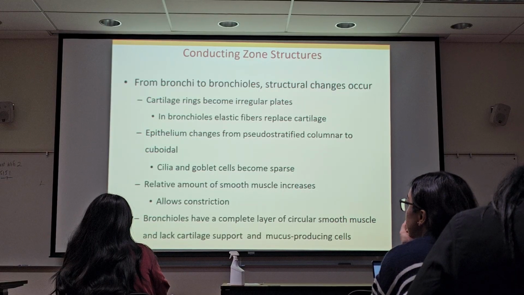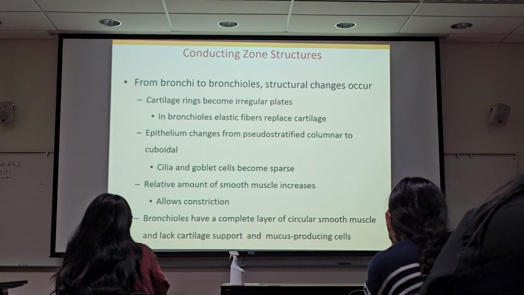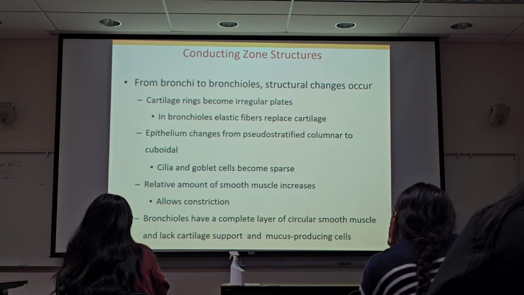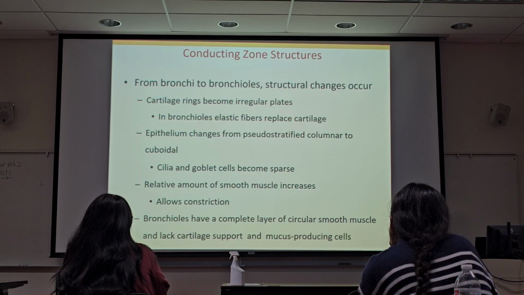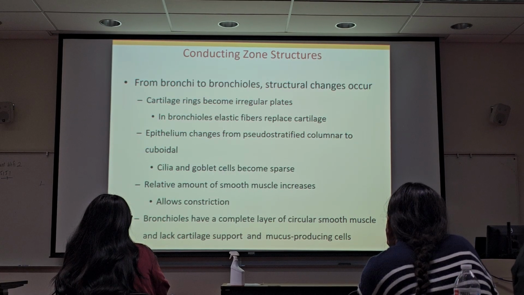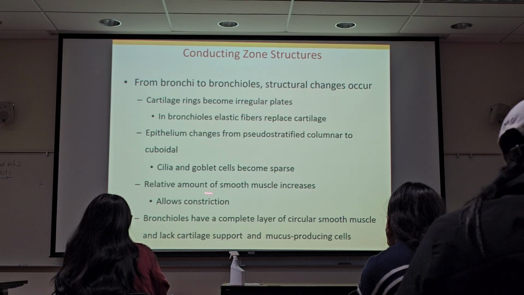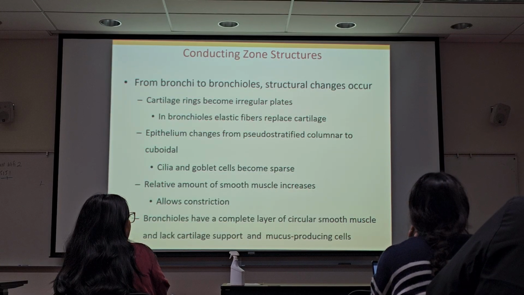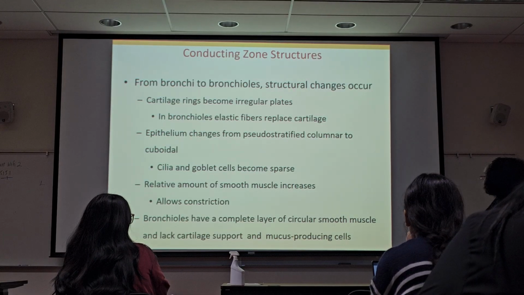Okay? The epithelium starts to change from a pseudostratified columnar epithelium into cuboidal epithelium. We start to lose the cilia as we become bronchioles. Cilia disappear. Goblet cells disappear. So now we're not so worried about secreting mucus. Okay? And we get more smooth muscle now. The smooth muscle is going to constrict those bronchioles and control the flow of air into the lungs.